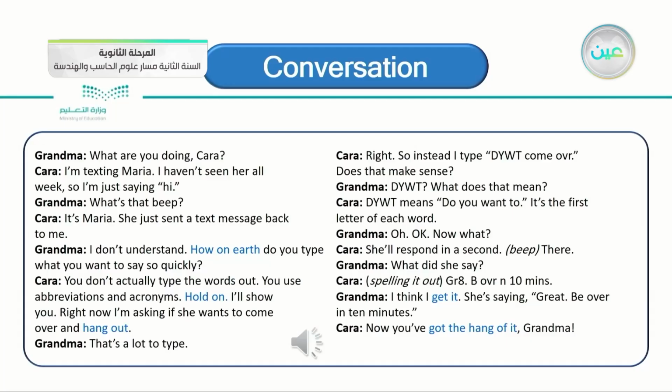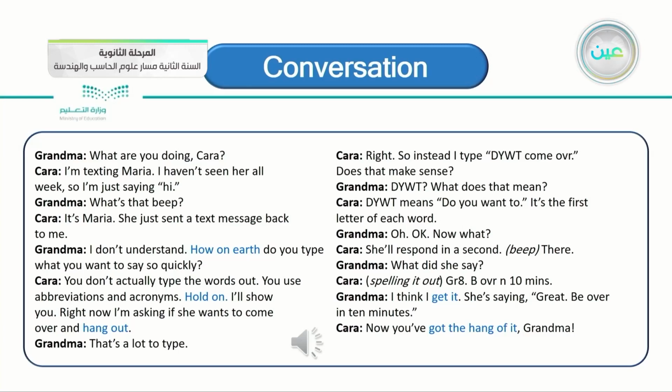Let's listen. Grandma, what are you doing, Kara? Kara, I'm texting Maria. I haven't seen her all week, so I'm just saying hi. Grandma, what's that beep? Kara, it's Maria. She just sent a text message back to me. Grandma, I don't understand. How on earth do you type what you want to say so quickly? Kara, you don't actually type the words out. You use abbreviations and acronyms. Hold on, I'll show you. Right now, I'm asking if she wants to come over and hang out.